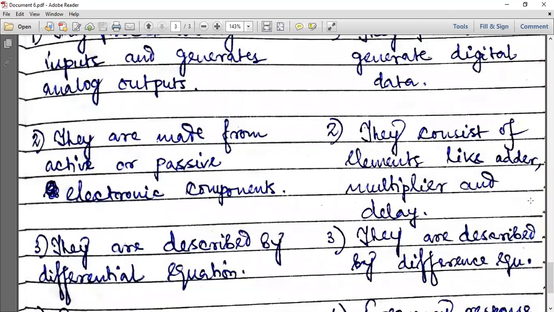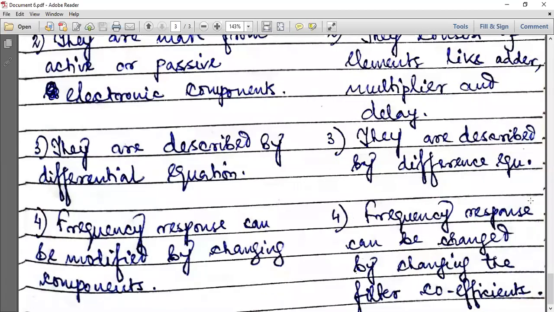Third point, analog filters are described by differential equations. Remember, analog filters are described by differential equations, but digital filters are described by difference equations. I'll be telling you what a difference equation is. In the next lecture, you'll be seeing a difference equation for a typical digital filter. In the fourth point, the frequency response can be modified by changing the components for an analog filter. If you change the components, you can modify the frequency response. But for digital filters, the frequency response can be changed by changing the filter coefficients.